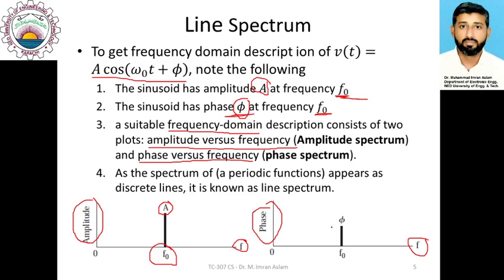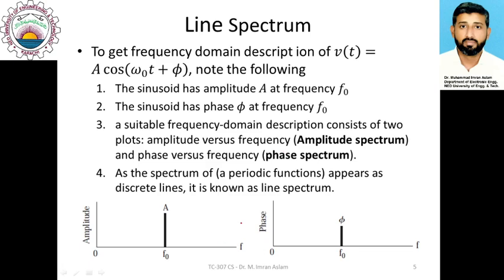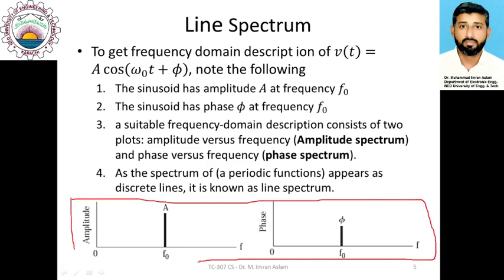If we plot it, we would see that the sinusoid contains only one frequency, which is f naught, and that one frequency has one phase associated with it, which is represented as phi. So there is only a single frequency with phase phi. These two plots actually show the complete picture in the frequency domain. One is the amplitude versus frequency plot, and the second is the phase versus frequency plot.